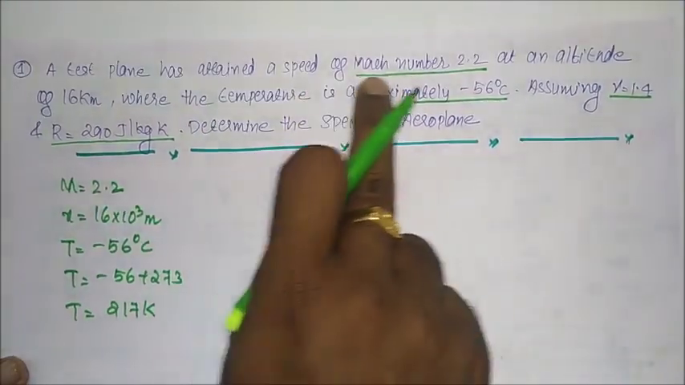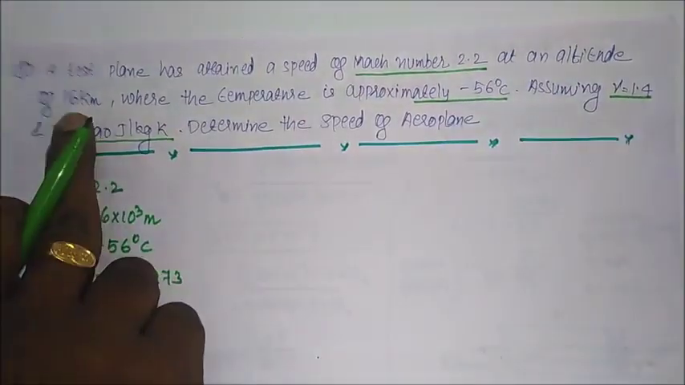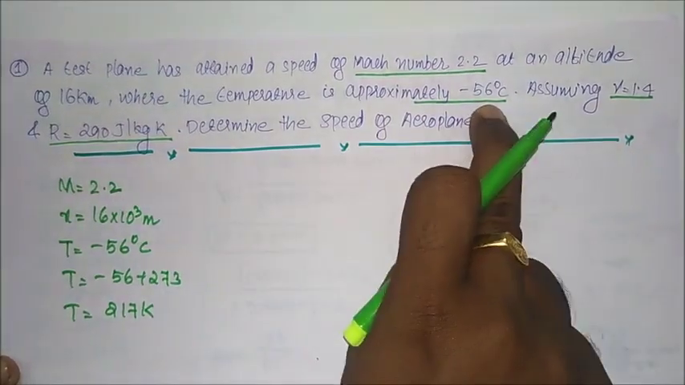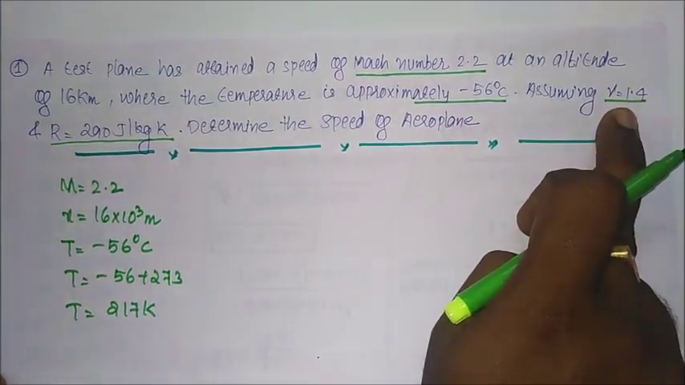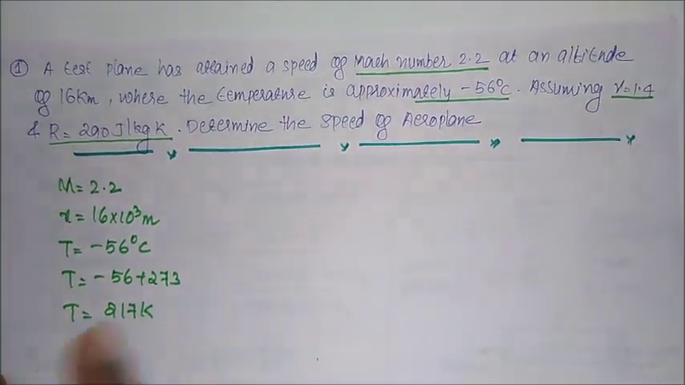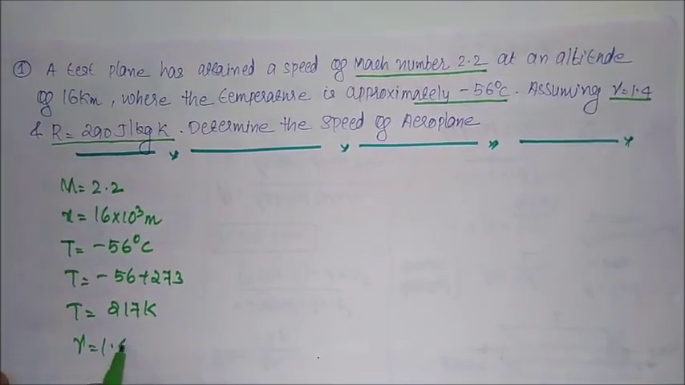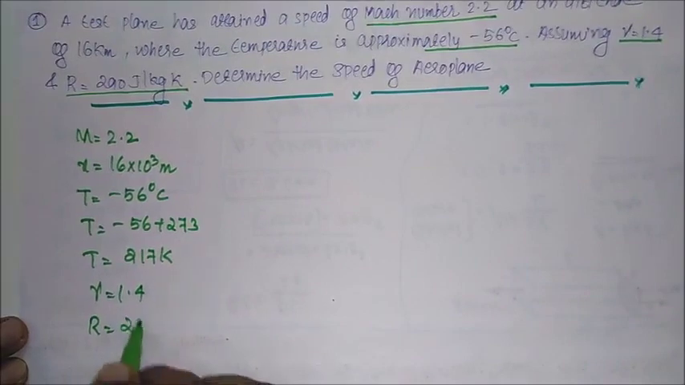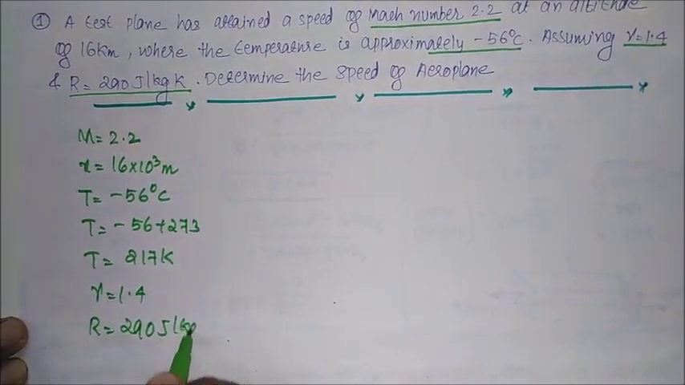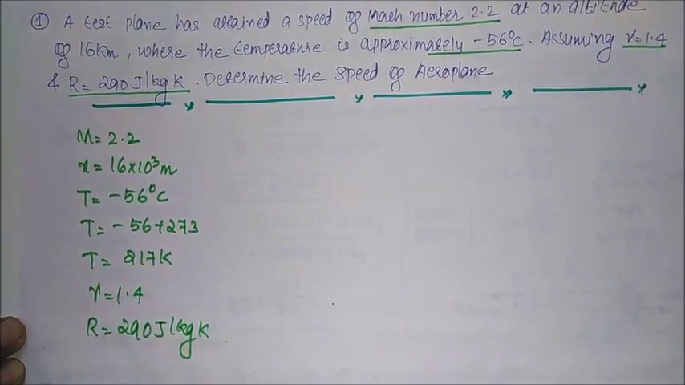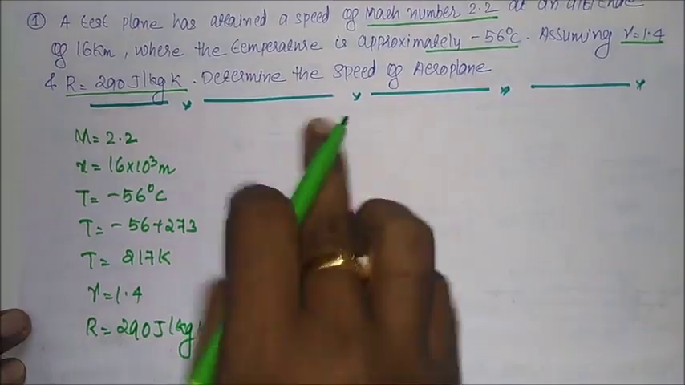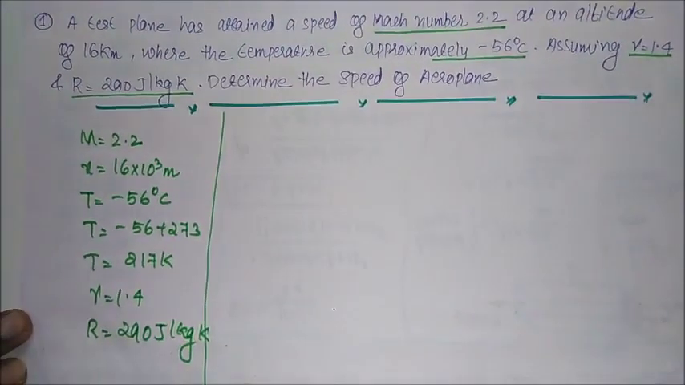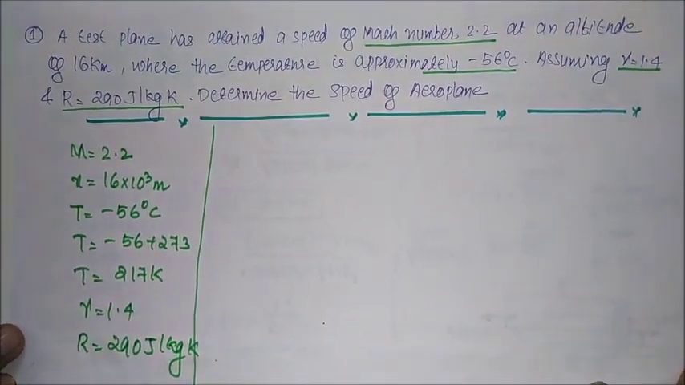The test plane has attained a speed of Mach number 2.2 at an altitude of 16 km, where the temperature is 217 Kelvin, assuming gamma is equal to 1.4, with air as the medium, and R is equal to 290 joule per kilogram Kelvin. We have to find out the speed of the aeroplane, that is, the speed of the object.